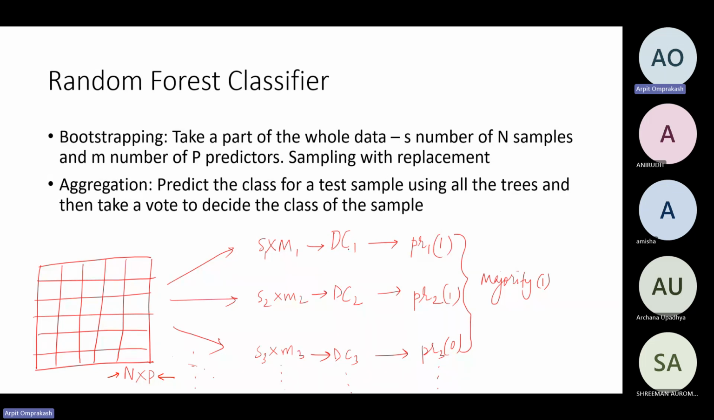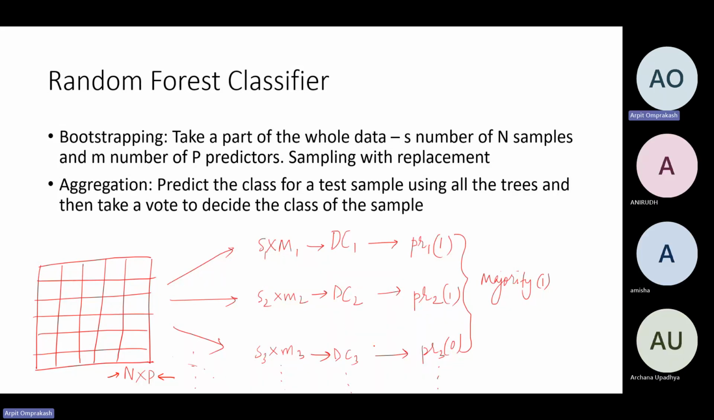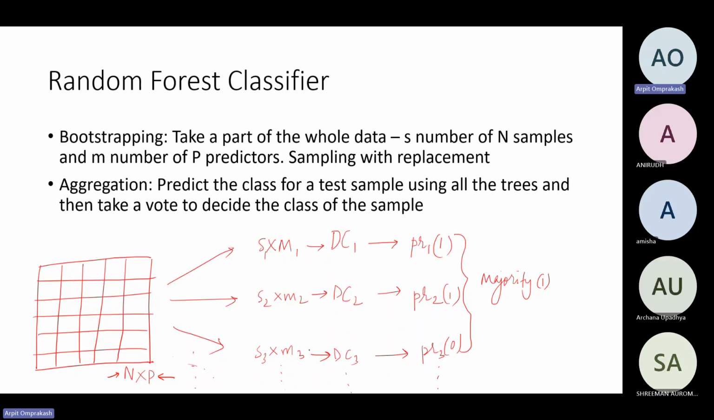So this will be a decision tree classifier 1 will fit to this. Decision tree classifier 2 will fit to this. Decision tree classifier 3 will fit to this. For example, if you want to do 3 cases here. So this part of the process is called bootstrapping.